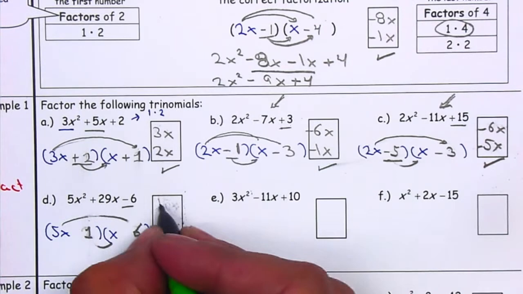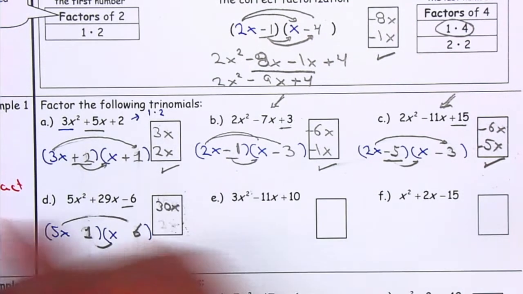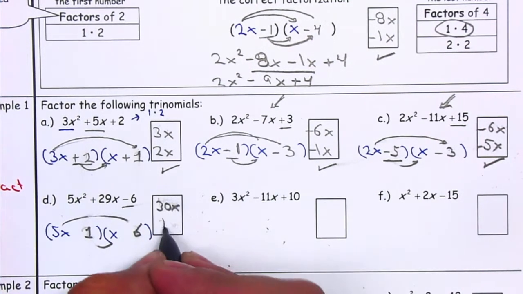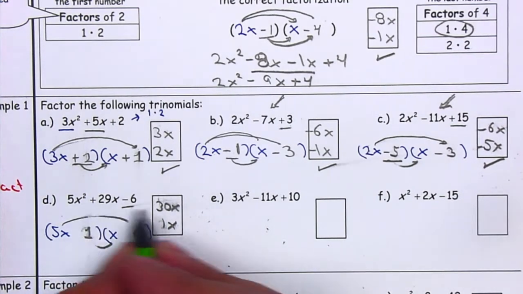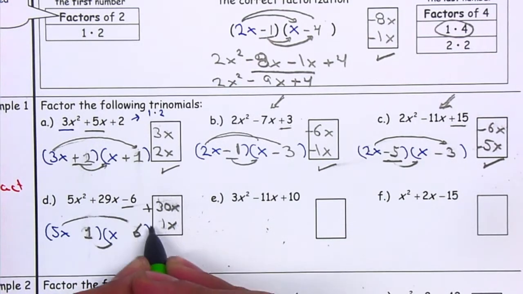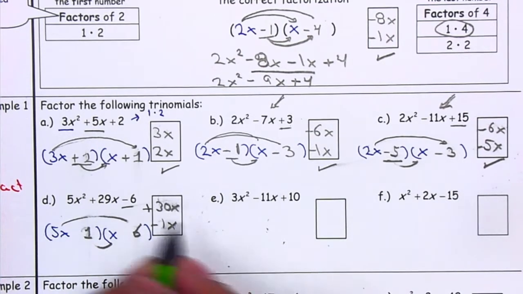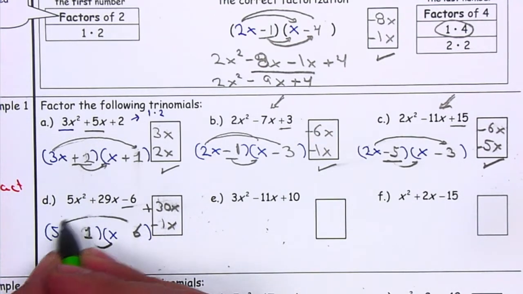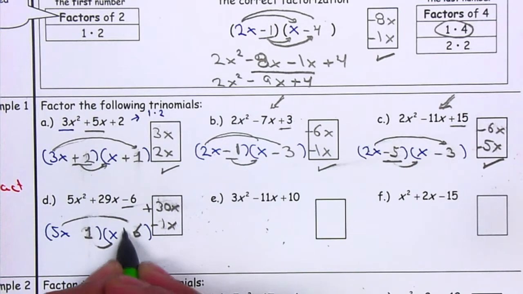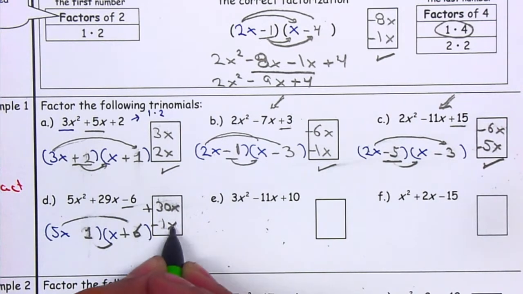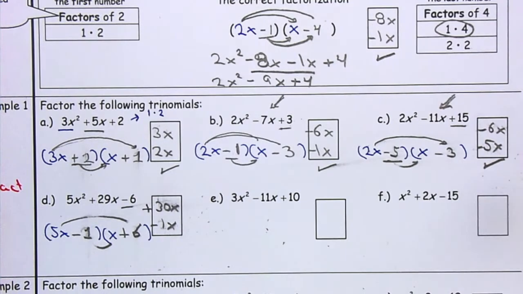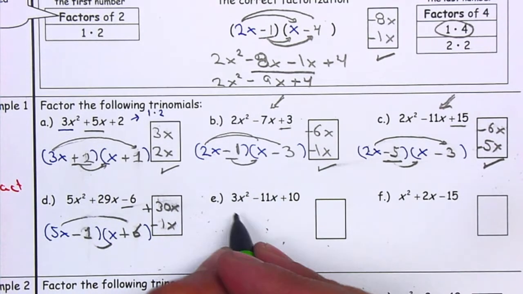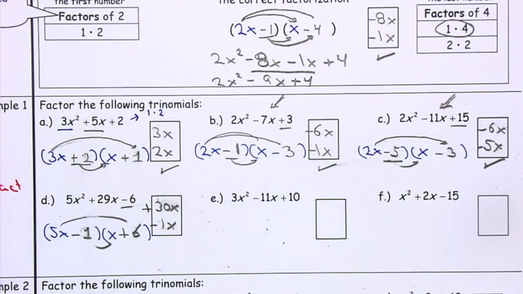5 times 6 is 30x. 1 times x is 1x. If I subtract them, does it give me 29? Yes. I need positive 29, so I'm going to make the 30 a positive. That one's a negative. So 5 times 6 has to give me positive 30, and then negative 1, so it'll be negative 1 times x. The more you practice, the better you get at factoring. So let's go and try the next problem.